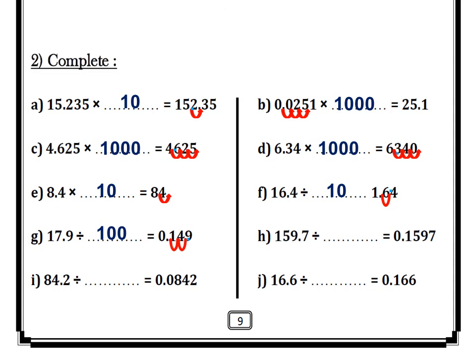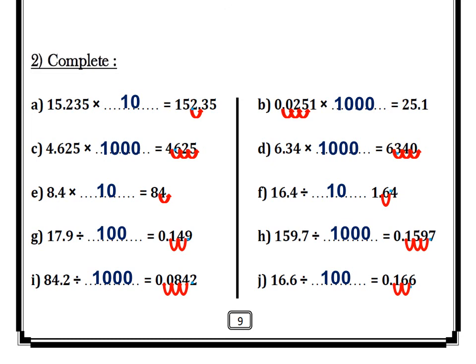159.7 divided by what gives you 0.1597? The decimal point was between the 9 and the 7. I moved backward 3 steps, so it's going to be divided by 1000. 84.2 divided by what gives you 0.0842? The decimal point was between the 4 and the 2. You moved backward 3 steps, so it is divided by 1000. 16.6 divided by what gives you 0.166? Here the decimal point was between the 6 and the 6. You moved backward 2 steps, so you divided by 100.